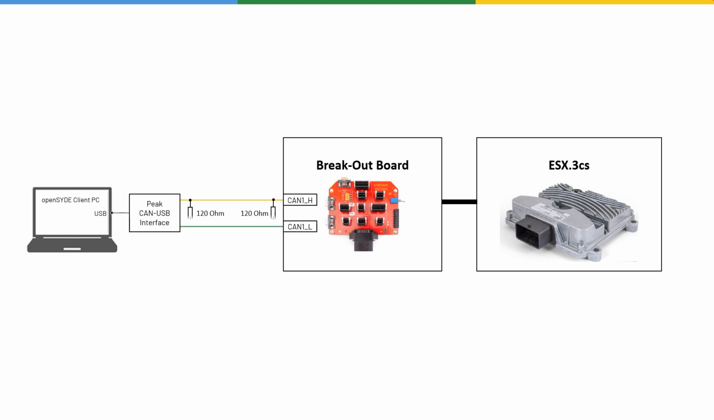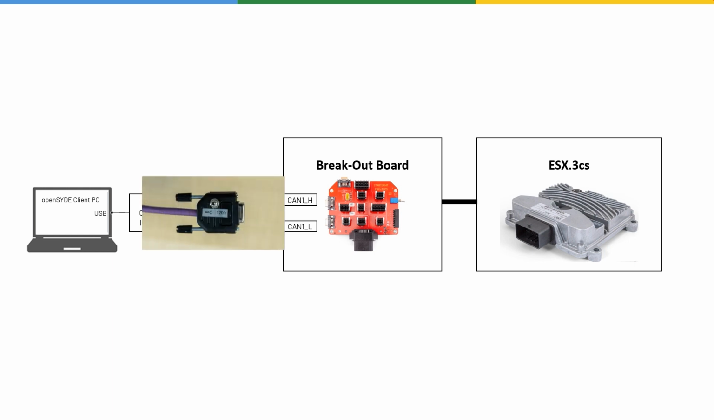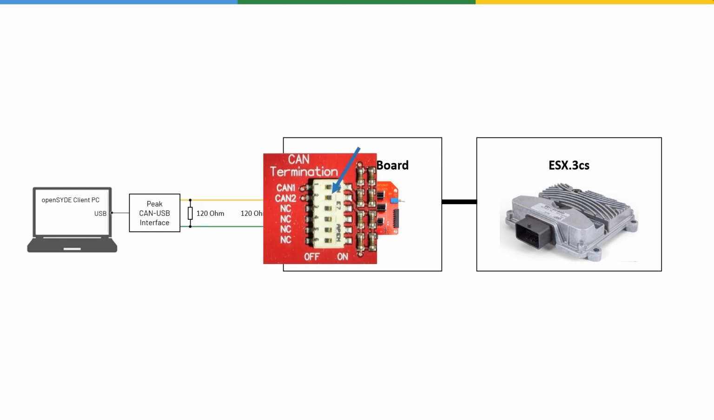The beginning and the end of the bus must each be terminated with a 120 ohm resistor between the CAN high and CAN low lines. Such terminating resistors are available, for example, in adapters for the D-sub connector. But we use accessories from the starter kit, namely the CAN connection cable with the switchable resistor and the resistor switchable with dip switches on the breakout board.